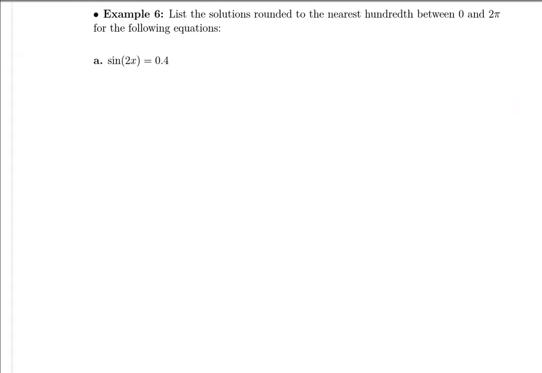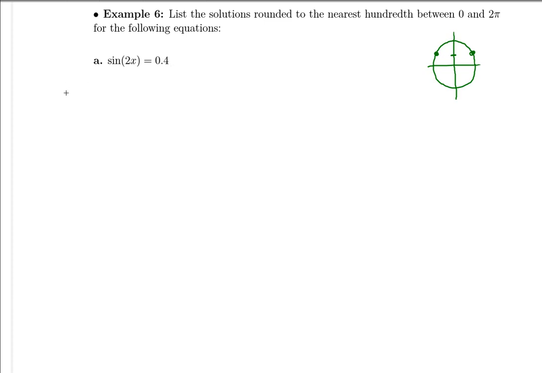So to wrap this up, I want to do a couple more where we don't necessarily have special values that we're looking at. Specifically, we're going to give answers rounded to the nearest hundredth that are between 0 and 2 pi. All right, so for this first one, we can still sketch on the unit circle even though 0.4 is not a special value. The sine should be 0.4, so that puts it right about there. So we know we're going to have a solution here and a solution there.